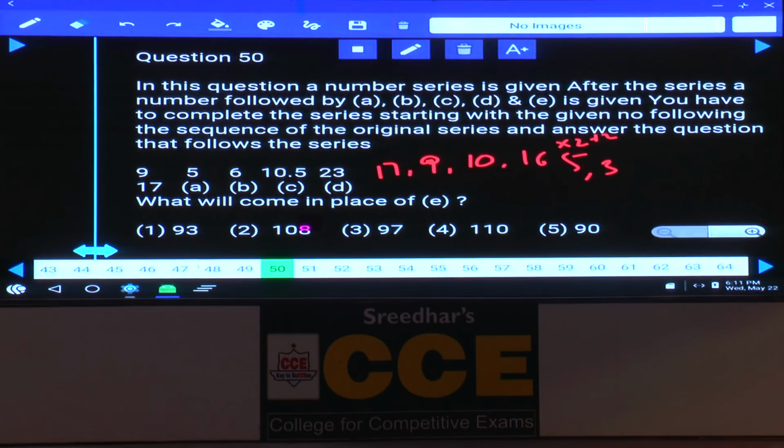Now 35 into how much? 35 into 2.5, isn't it? 0.5, 1, 1.5, 2, 2.5. Then 35 into 2.5, how much does it become, tell me? 70. 70 plus 17.5, 87.5 plus 2.5 is 90. Choice 5 is the answer. Clear? And this is about question numbers 81 to 82.